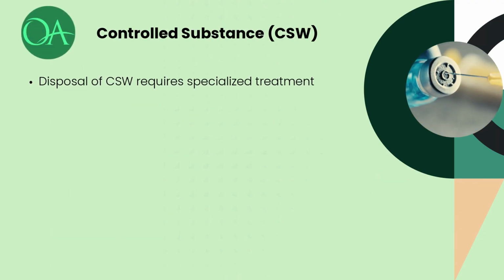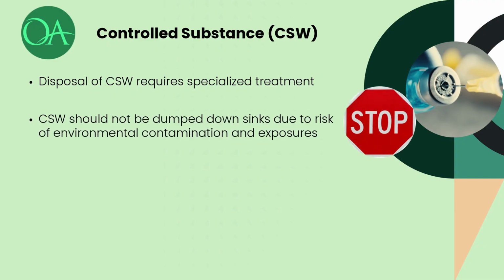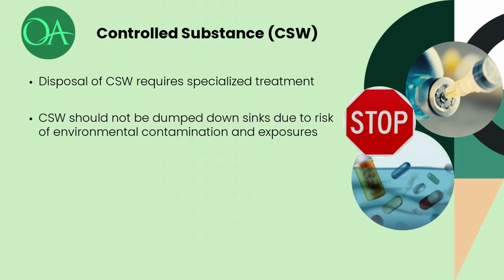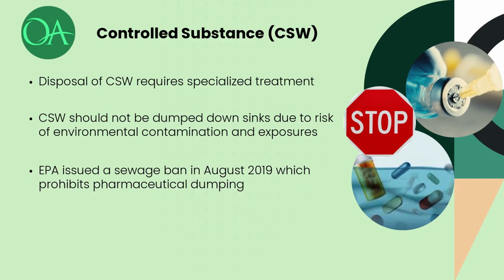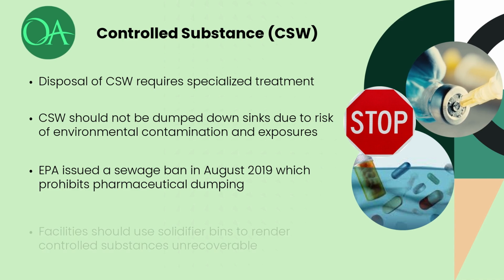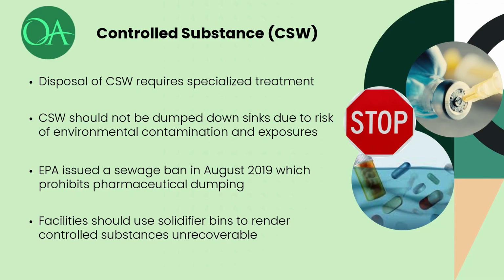Disposing of controlled substance waste requires careful handling to prevent diversion and abuse. In the past, this waste was often poured down sinks under supervision, but this led to environmental contamination and risks of exposure since sewage plants aren't equipped to handle pharmaceutical waste. The Resource Conservation and Recovery Act, RCRA, includes an EPA sewer ban that forbids healthcare facilities from flushing hazardous waste pharmaceuticals, safeguarding water quality and public health. Nowadays, facilities should have special bins with solidifiers to make controlled substances unrecoverable. This eliminates the need for sewage dumping, discourages abuse, and helps minimize environmental damage.